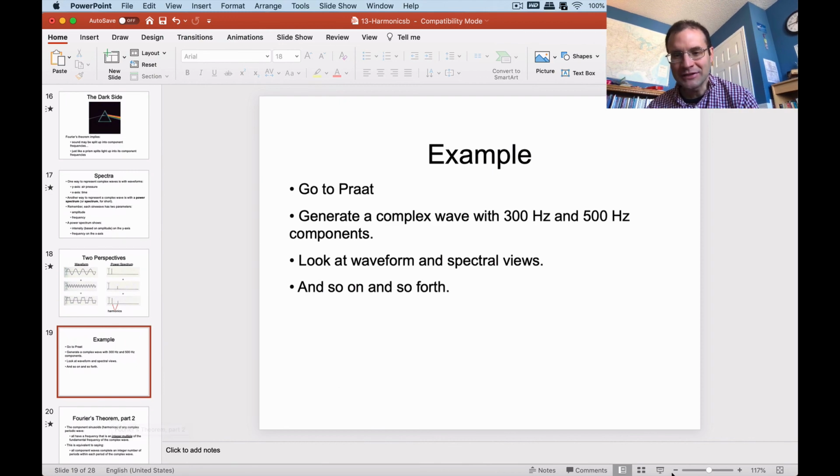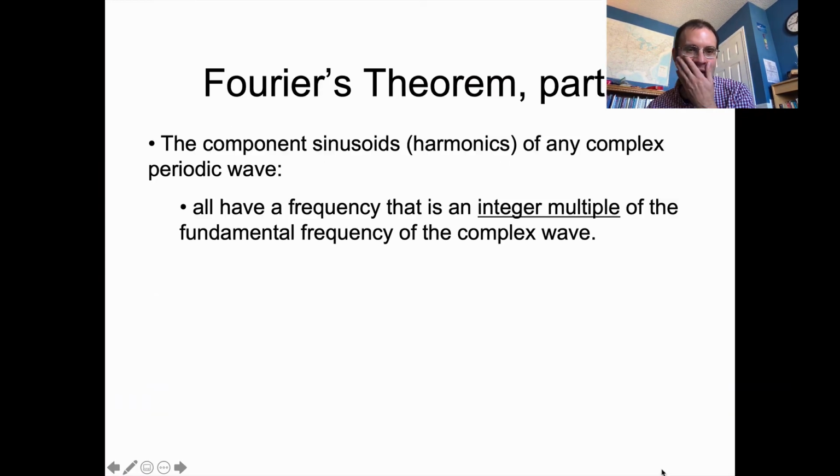What does that mean for us in terms of acoustic phonetics? The fun part of Fourier's theorem, well, it's super powerful to begin with, because we can boil every complex wave down into sine waves. But the other part of it is that the component harmonics or sine waves of any complex periodic wave will all have a frequency that is an integer multiple of the fundamental frequency of the complex wave. This is a super important and useful point, so I'm going to read it again.